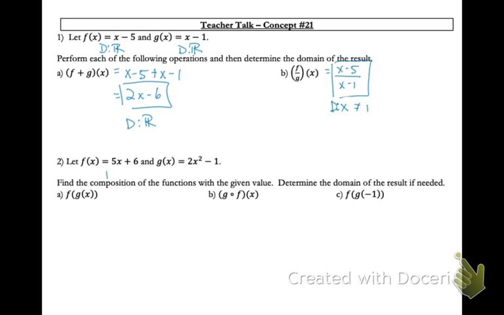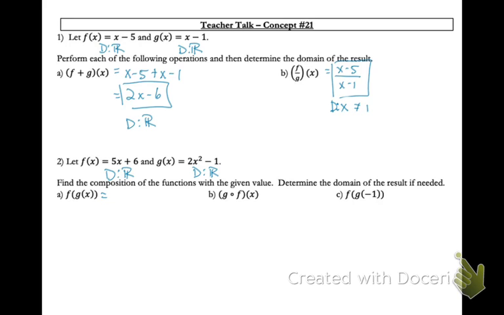Now we have two new functions, another f of x and g of x. So this f of x, 5x plus 6, is a linear function, so its domain is all real numbers. And then our second function is a quadratic. It also has a domain of all real numbers. You can plug in any real number for x and then get a real number out. So now these directions say find the composition of the functions with the given value.